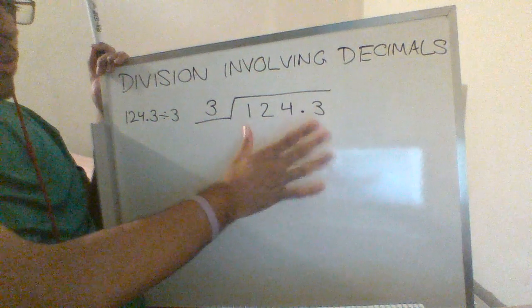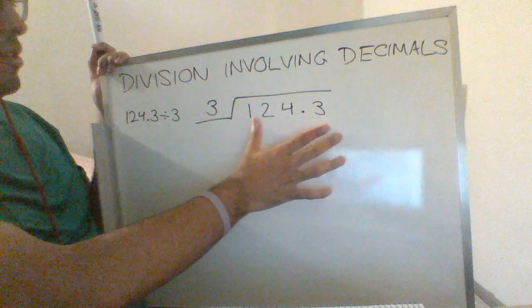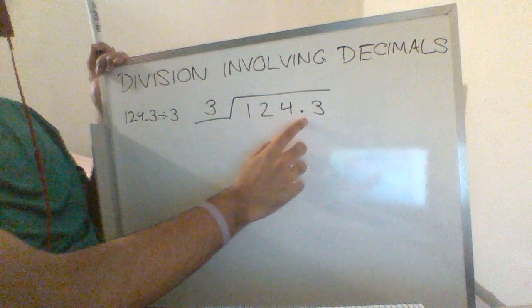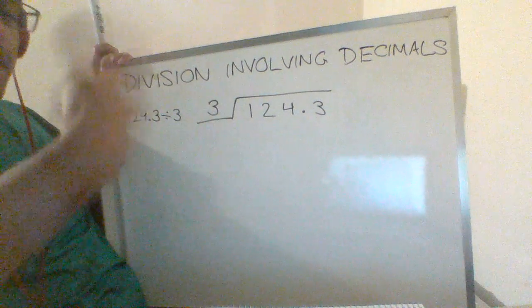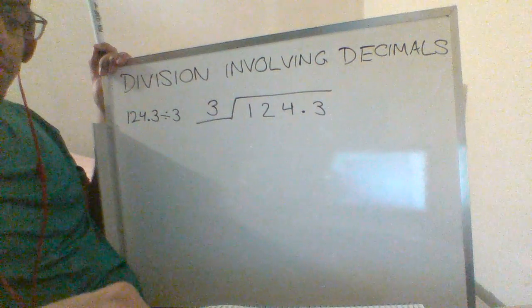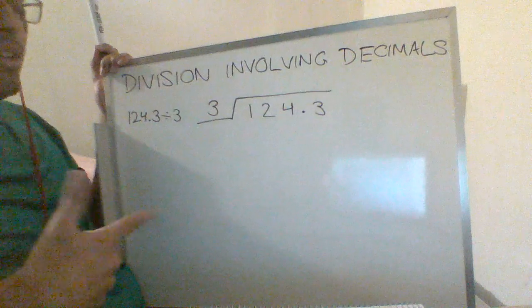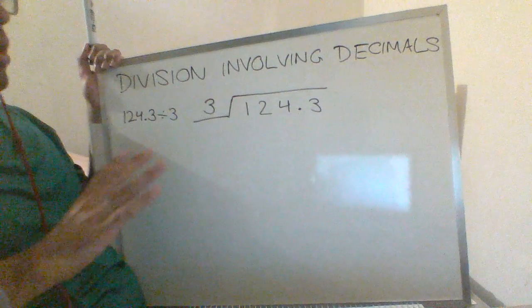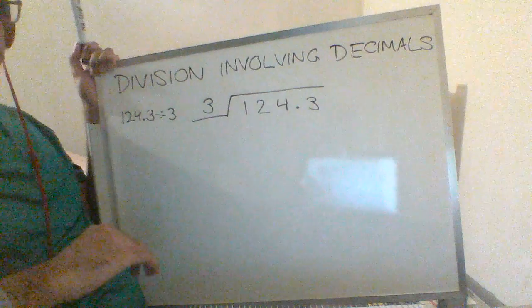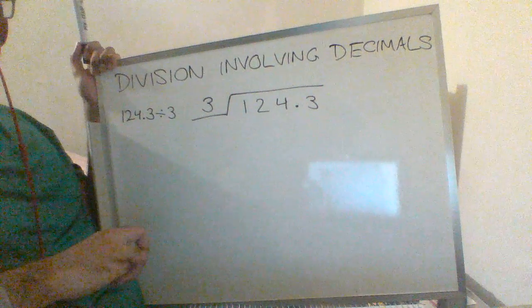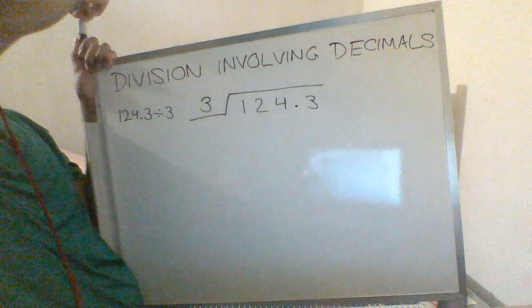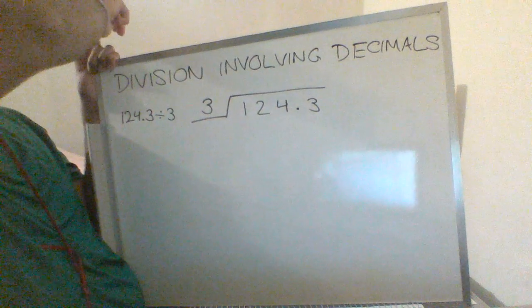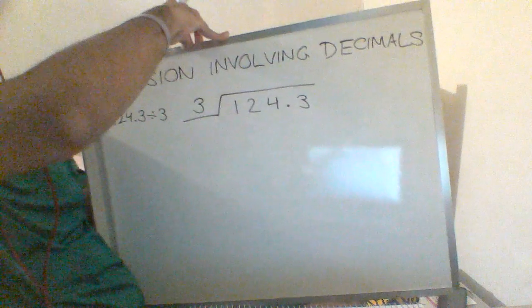But the first problem we're going to do, this dividend, this 124.3, obviously has a decimal, but the divisor does not. In a couple of problems we'll do after this, I'm going to show you what you can do if your divisor has a decimal as well. So I'm not going to probably test you on that one, but it'll be good for you to see it once or twice before we get to the test for this unit, which will be next week as of the time of recording.